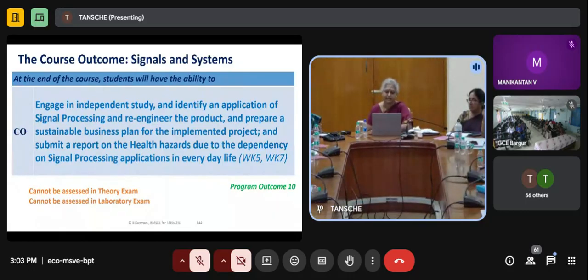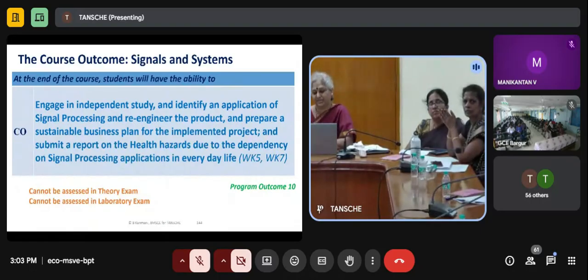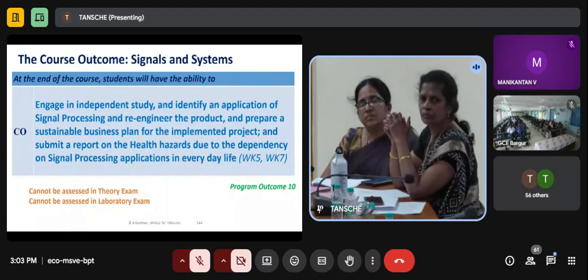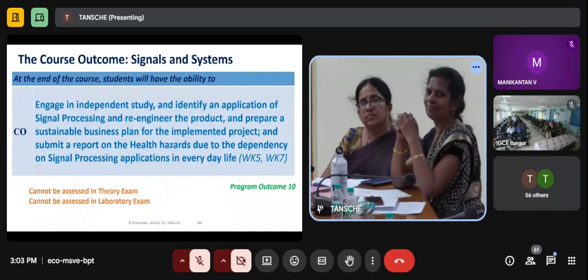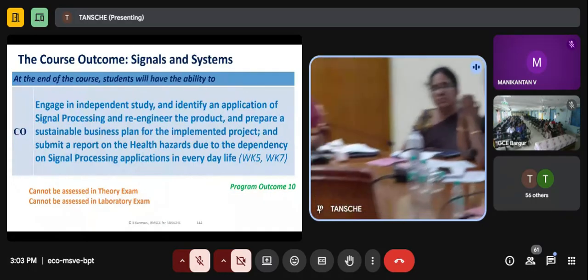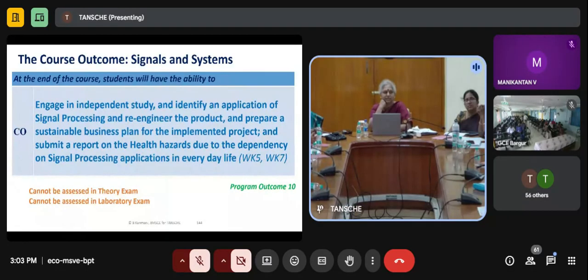Yes. And of course, again, come out with a business plan. And we have also put in this component. What is the component? Submit a report on health hazards due to depending on signal processing applications.